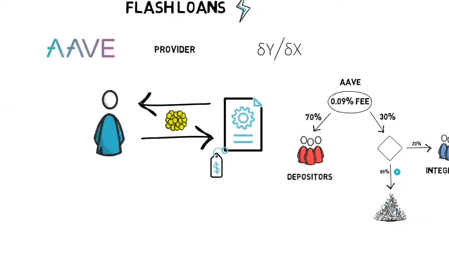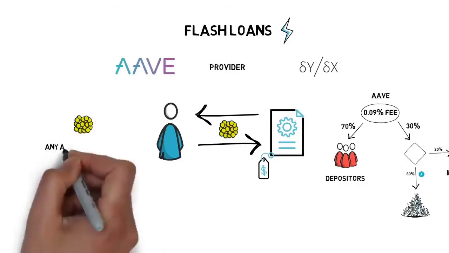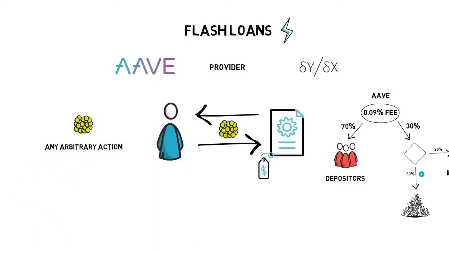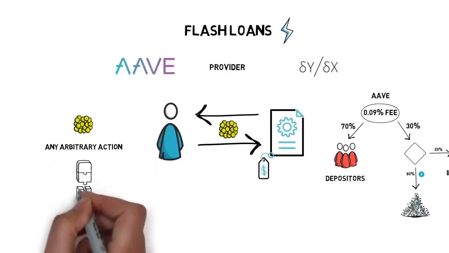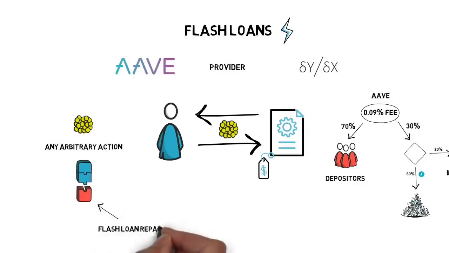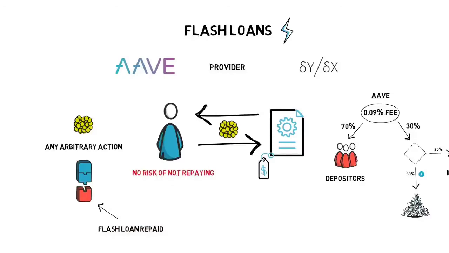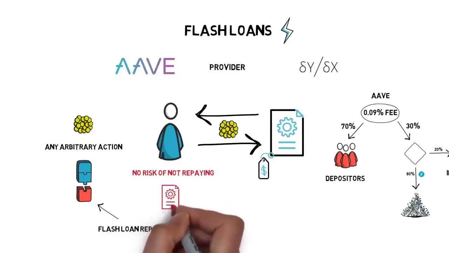Once the amount is borrowed from the lending pool, it can be used for any other arbitrary actions, assuming that at the end of the chain of different steps, the initial flash loan is repaid. Because the loan has to be repaid within one transaction, there is no risk of borrowers not repaying their borrowed amount. The only risk is the always present smart contract and platform risk.